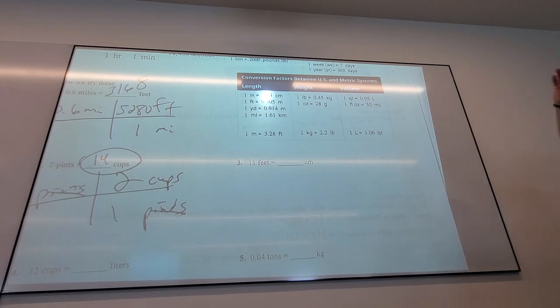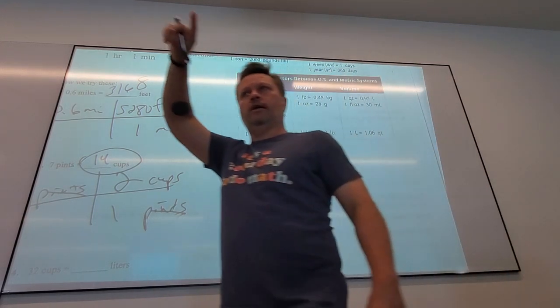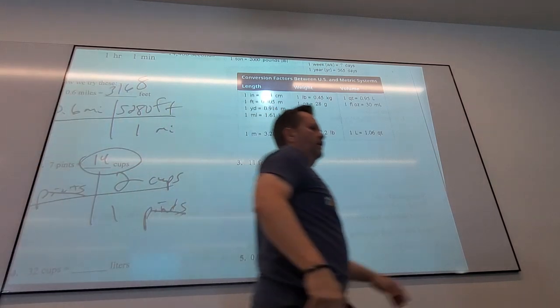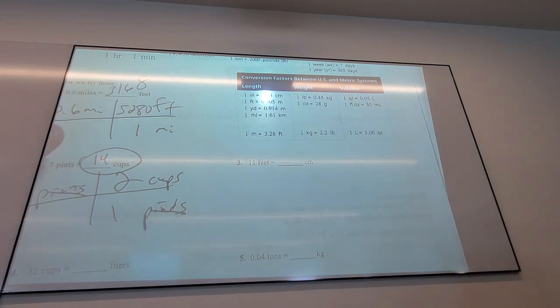Feet to what? The main thing I want to do is bridge from weird American units to the rest of the world. So I want to go from feet to metric. And the only way to get there is from feet to meters. You with me? And then I can go from meters to centimeters. And I'm going to do it the grid way on this side. But we all know there's a better way. So let's do it the grid way.